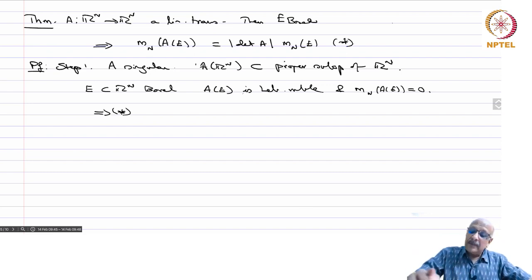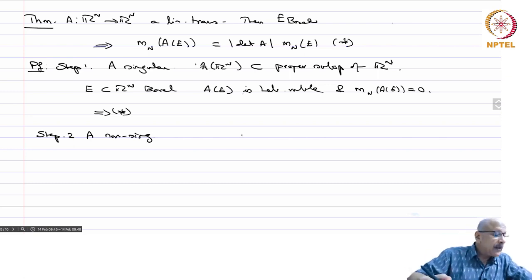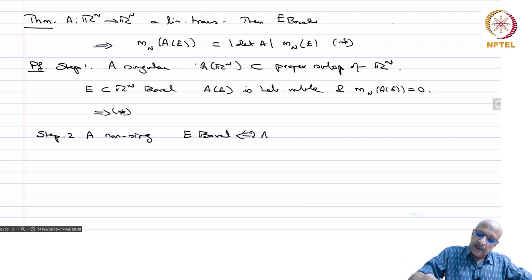So in this case AE may be a Lebesgue measurable set. I am not saying it is a Borel set. That's why I erased that portion. Step 2. So now we assume that A is non-singular. Then it becomes a homeomorphism. Therefore E Borel if and only if AE Borel, by the lemma. And you define nu of E as Mn of AE.